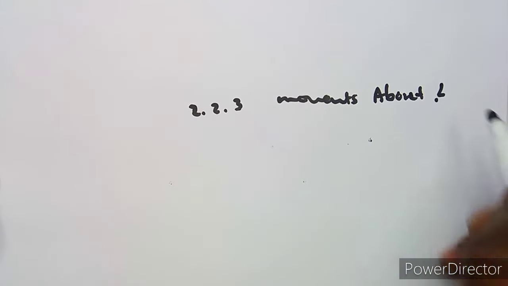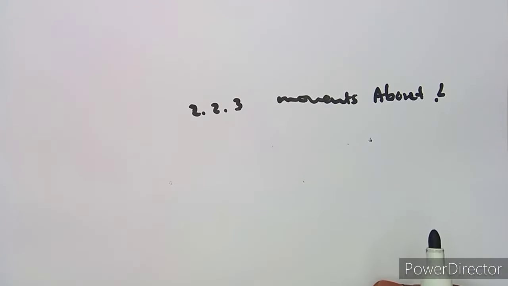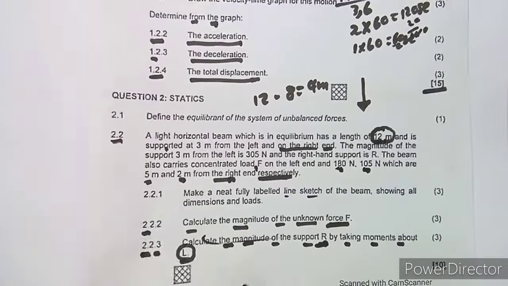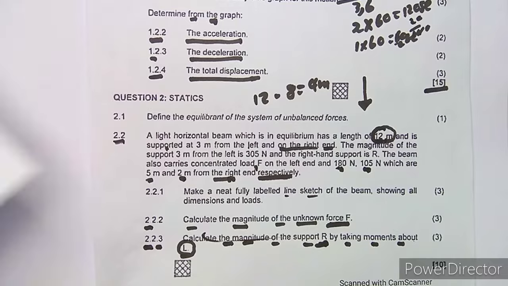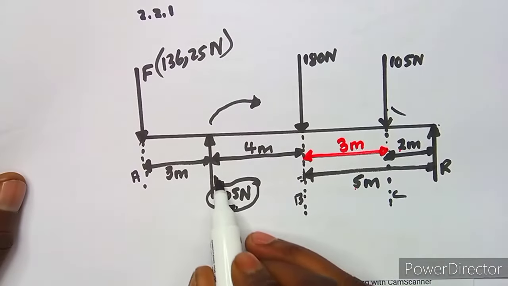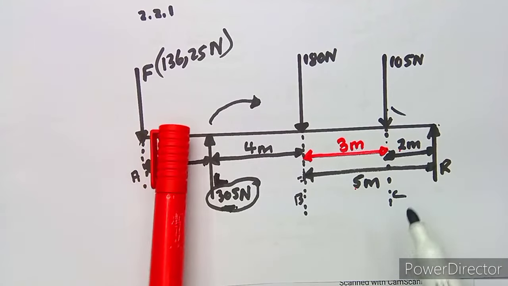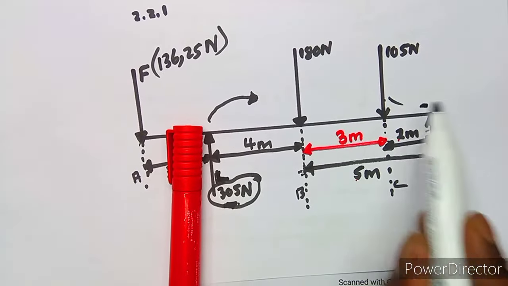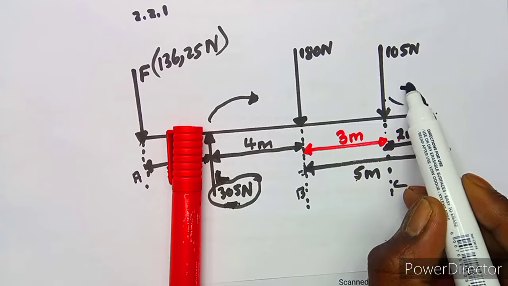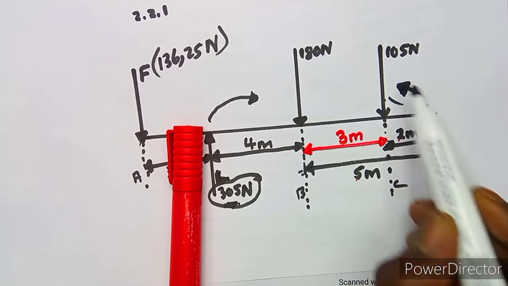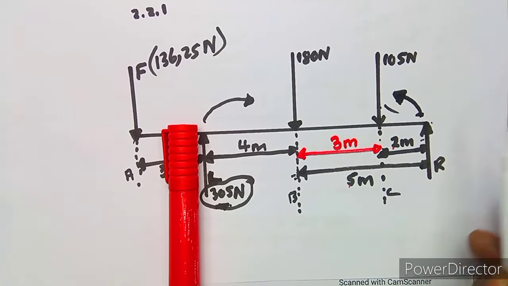All right. So taking moments about L. Remember, L is our left side, which is the one which is this 305. This is our L here. So taking moments about L, it means this R is going to move this way. Take note how R is moving back to L, which is an anti-clockwise.